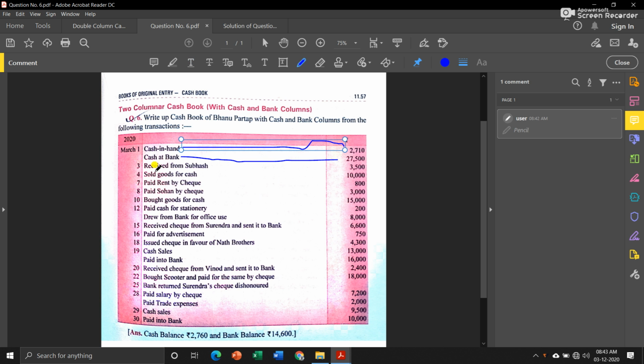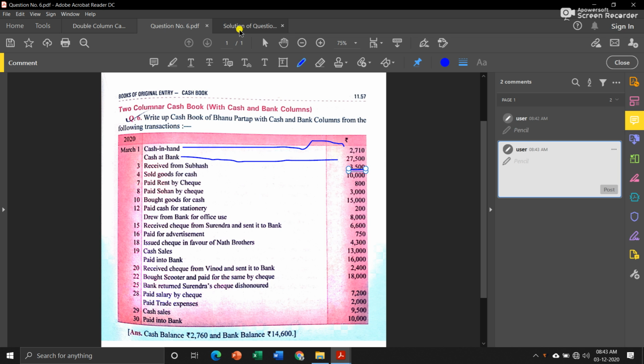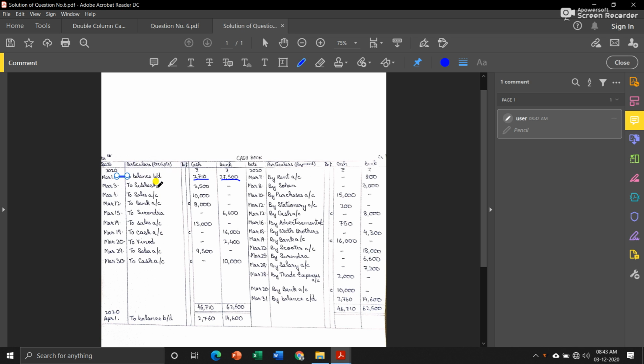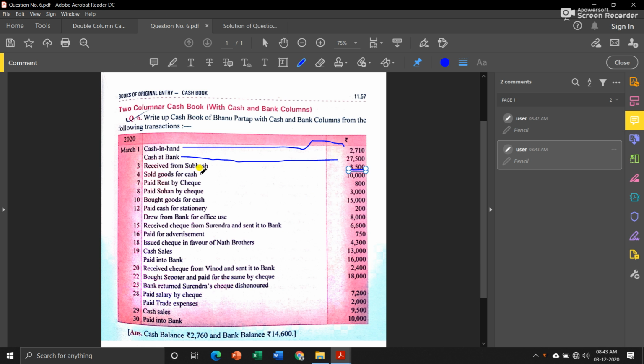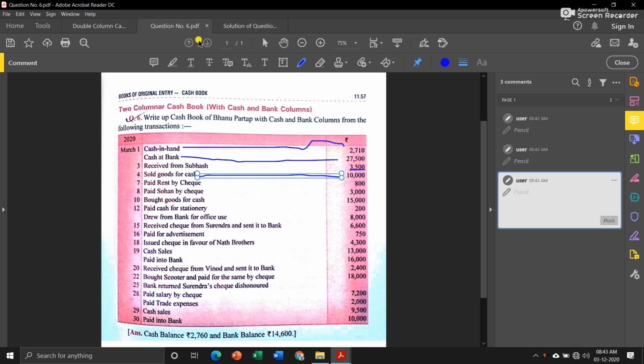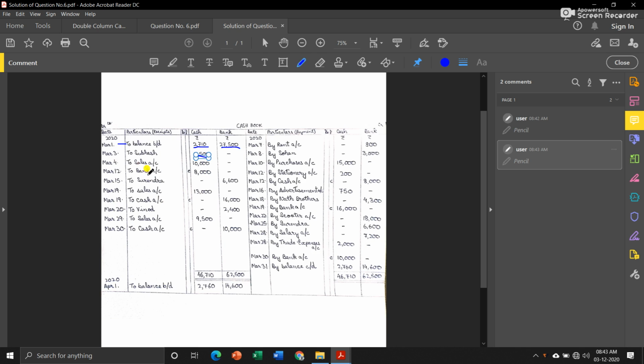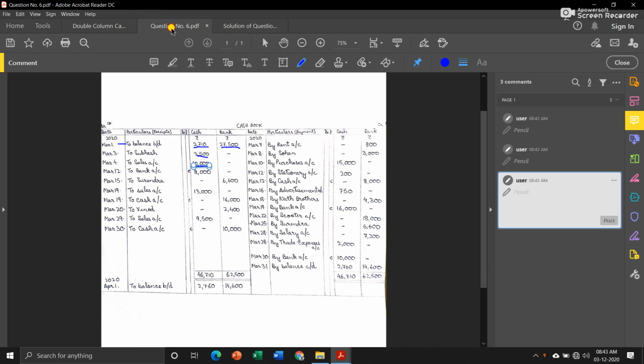The next transaction is received from Subhash. They mentioned that we have received from Subhash rupees 3,500, so we will consider that we received cash from him, so we will write "To Subhash". In the cash column we will write 3,500. Then next is sold goods for cash. That means we sold goods and we received cash of rupees 10,000, so on the debit side we will write "To sales account" 10,000 in the cash column.